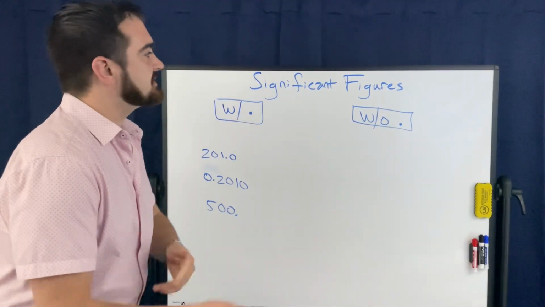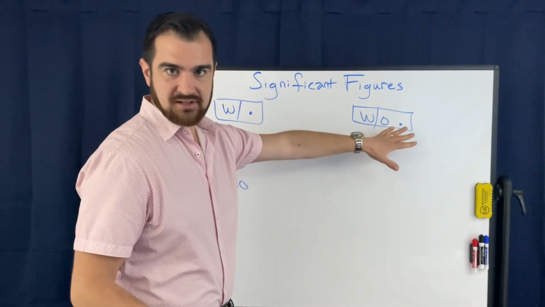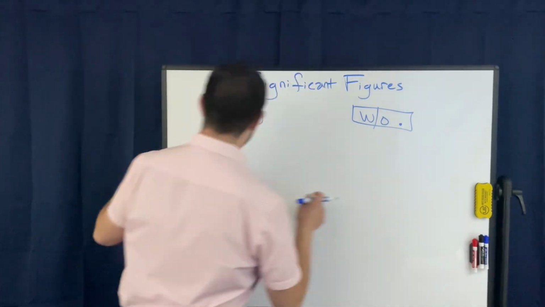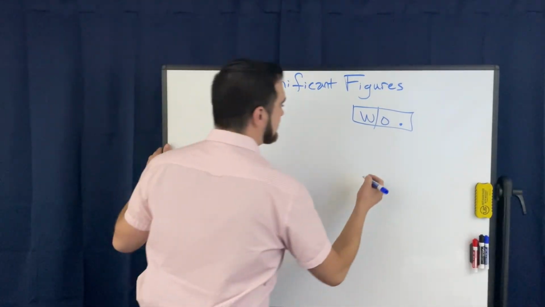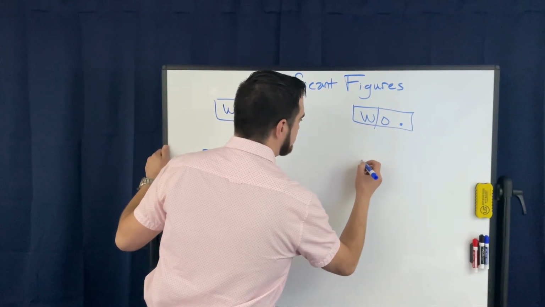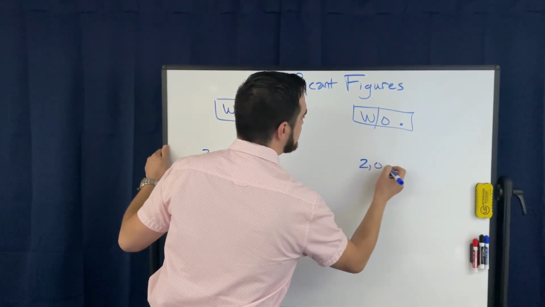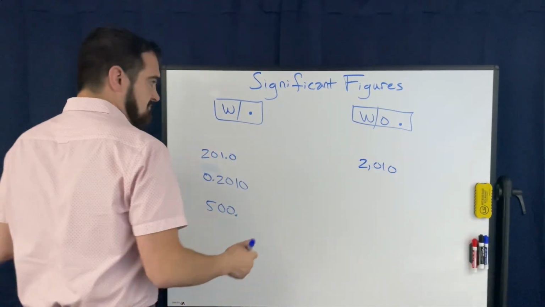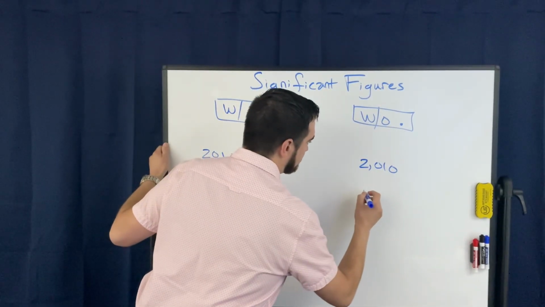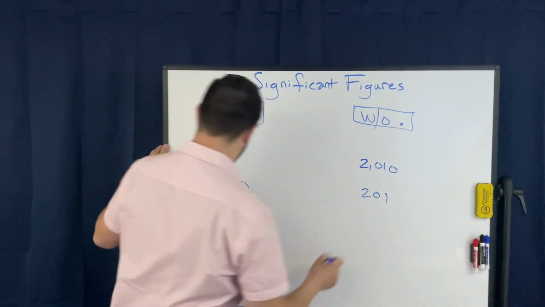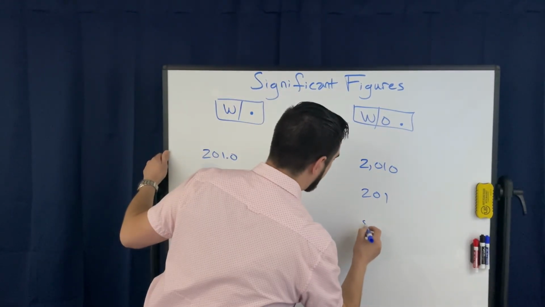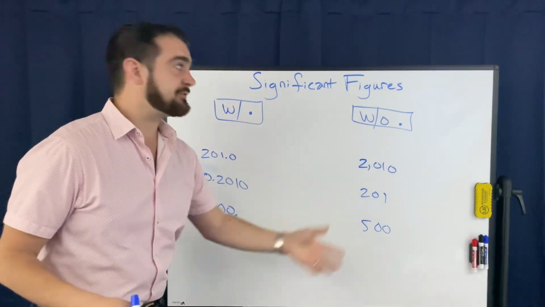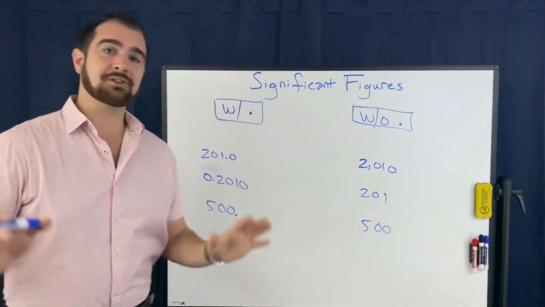And let's make up some examples of numbers that don't have any decimal points at all. So over here, if I do kind of the same thing as I did here, let's do 2010. Let's do 201, and let's do 500, okay? So those will be our three examples for each scenario. And now let's look at the rule.